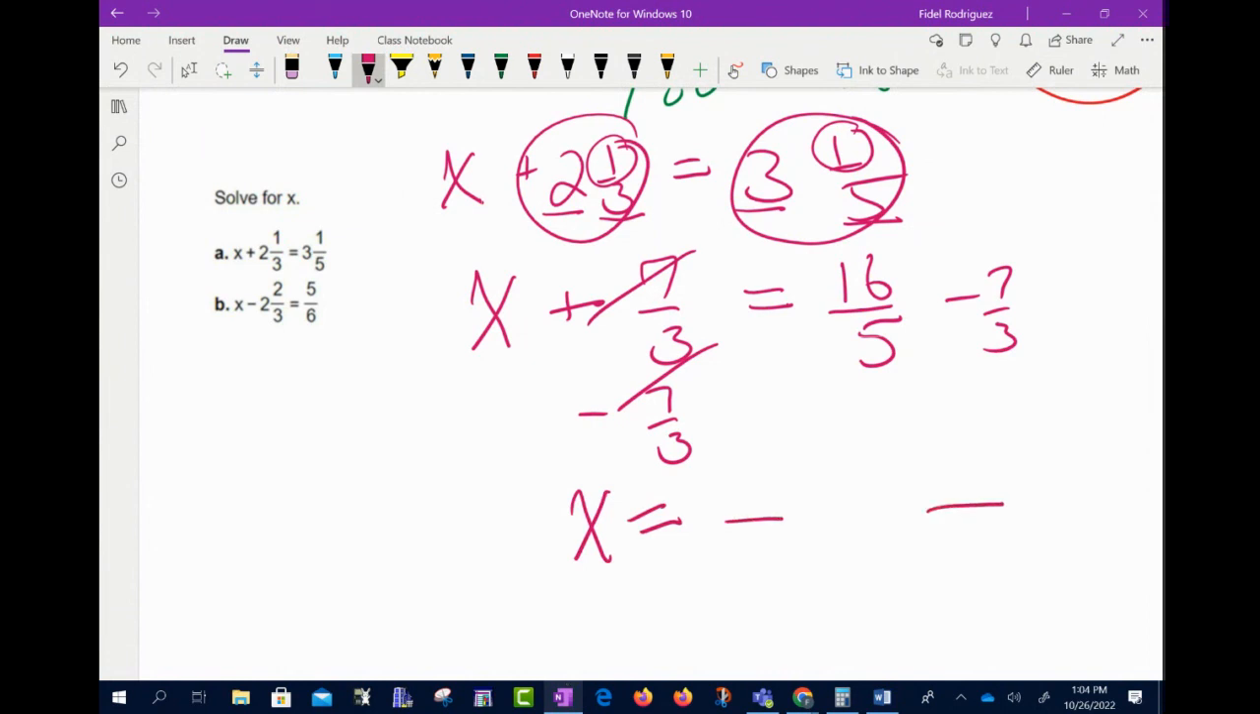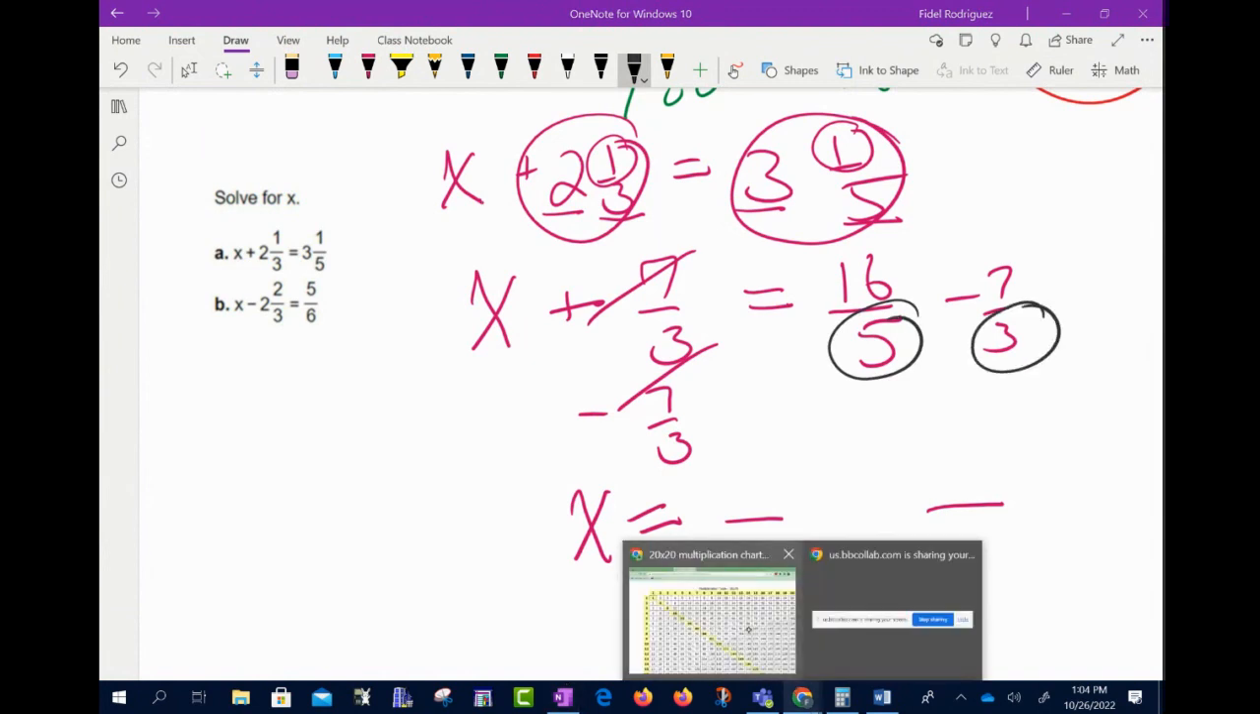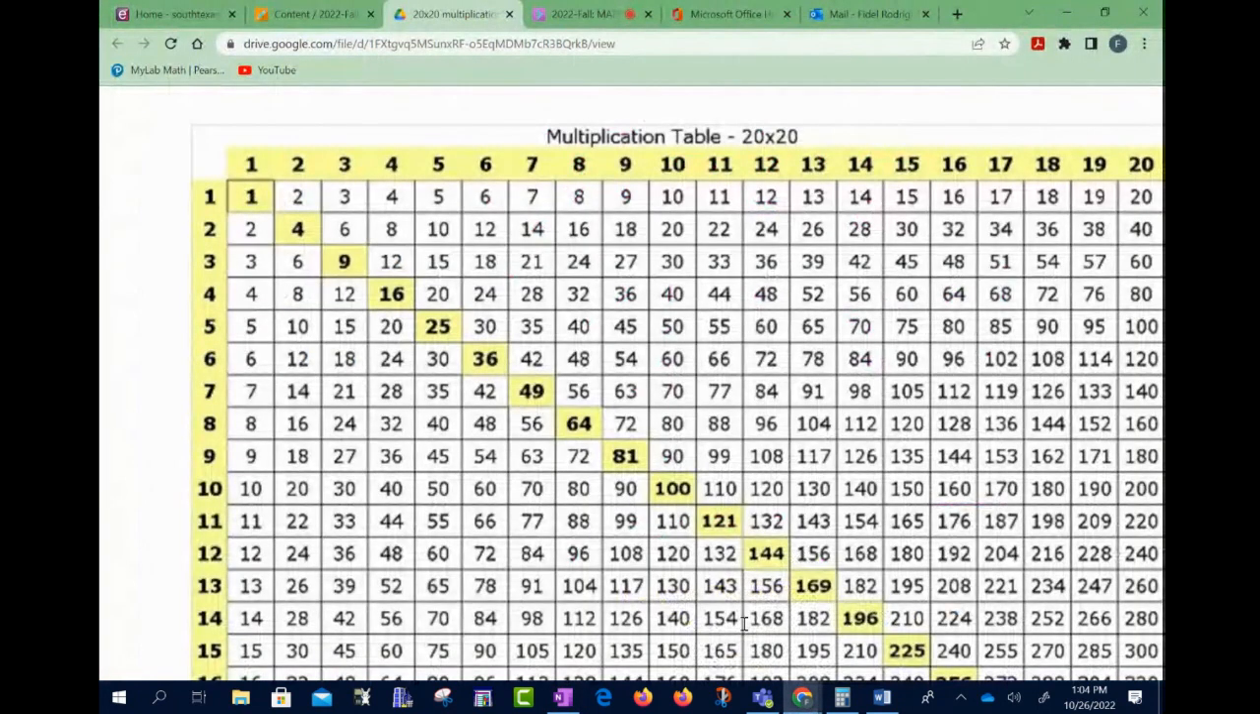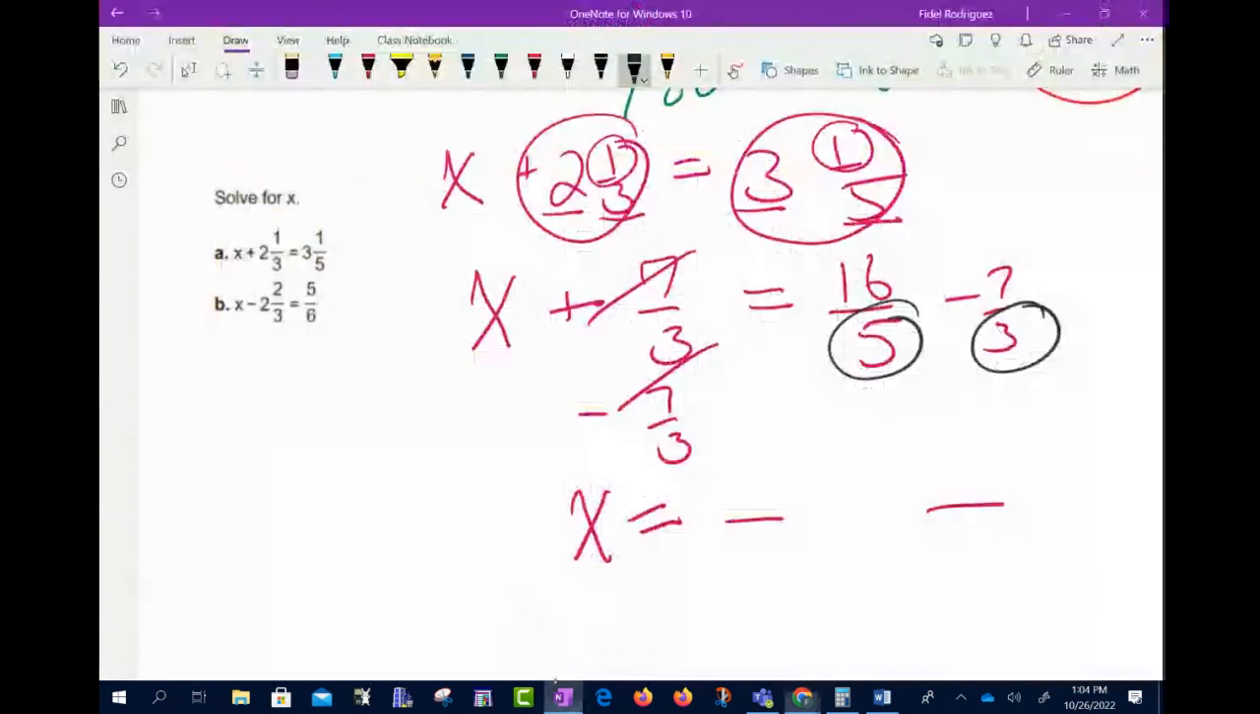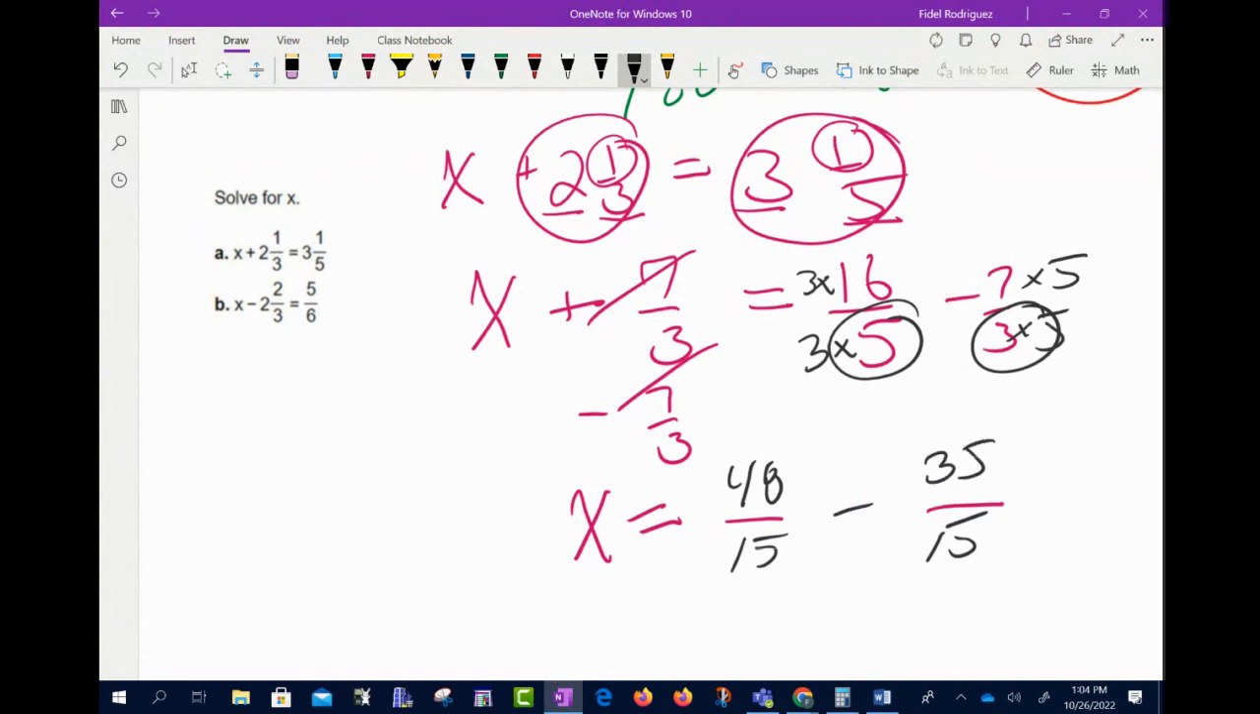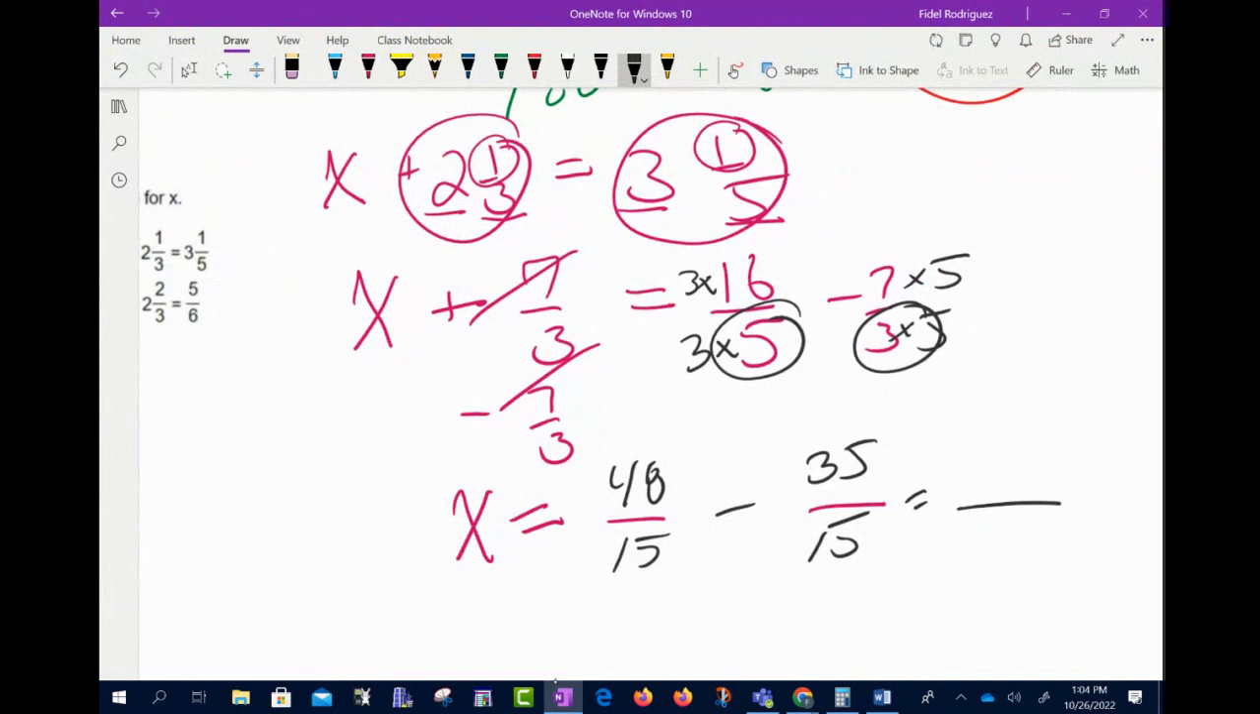Now, first thing I'm going to do here, y'all, I'm going to look at my two denominators, okay? Between 5 and 3, here's 3, here's 5. The first number that we have in common is 15, okay? So look, there's a 15 there, there's a 15 here. So I'm multiplying this guy by 3, and I'm multiplying that guy by 3. That's 48. I'm multiplying this one by 5, and I'm multiplying that one by 5. That's 35, okay? And then I would say, look, what is 48 minus 35?